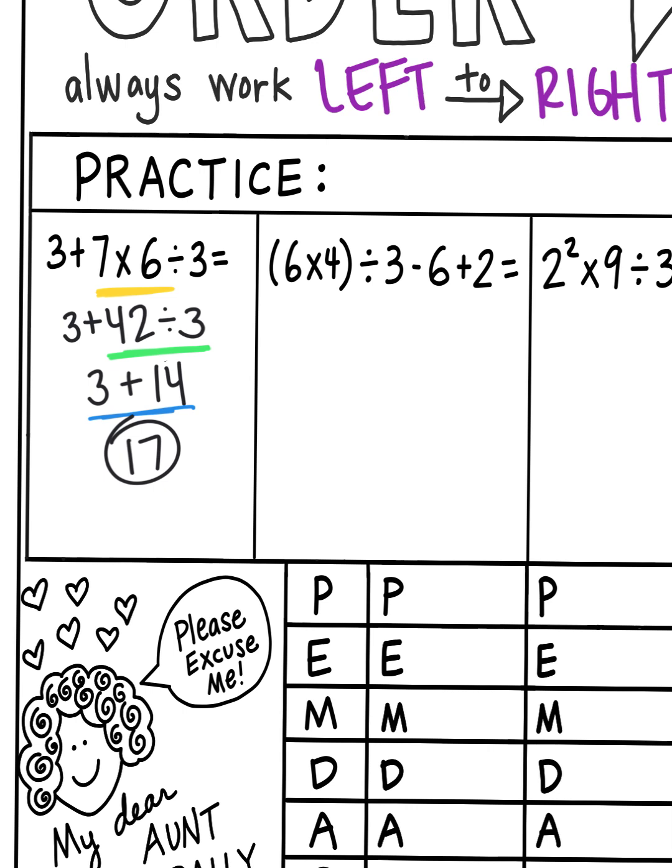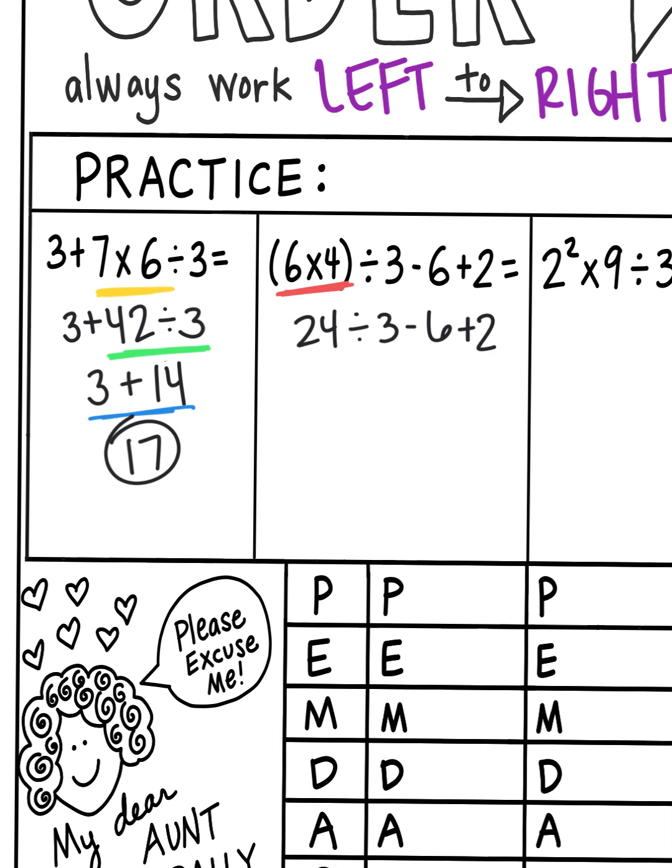The next one, I do have some parentheses. So I'm going to do parentheses first. What is the answer of just the parentheses? 24. And then I'm going to bring everything else down.